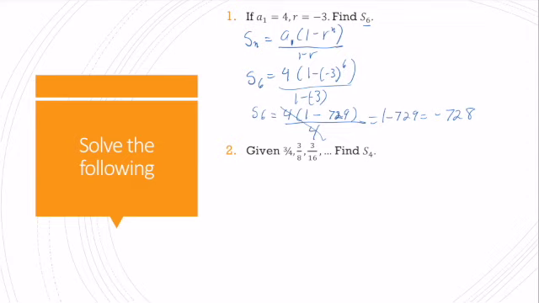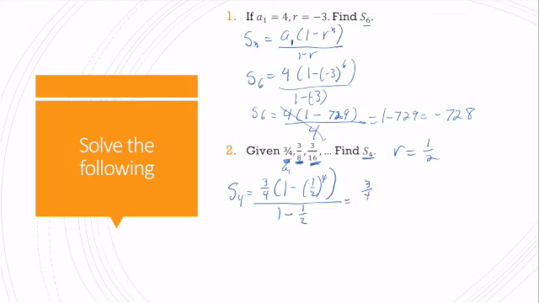Next, given 3/4, 3/8, and 3/16, we want to find s sub 4. A couple slides back, I figured out that the common ratio for this sequence was 1/2. If you're not quite sure how I did that, you can take 3/8 divided by 3/4 or 3/16 divided by 3/8 to find r. So I'm going to have s sub 4 equals 3/4, that's my a sub 1, right, times 1 minus 1/2 to the 4th over 1 minus r, which is 1/2.